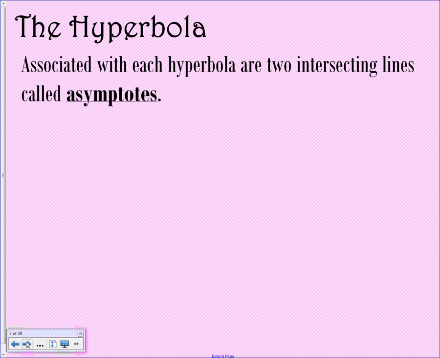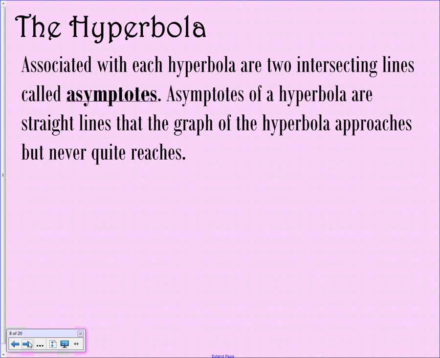So associated with each hyperbola are two intersecting lines that are called asymptotes. Okay, so we're going to go over, whenever we graph it, how you actually use your asymptotes. But you're going to have two asymptotes that intersect, and that's going to help you graph your hyperbola. The asymptotes of a hyperbola are straight lines that the graph of your hyperbola approaches, but it never actually reaches. Okay, so we've dealt with asymptotes earlier this year. You're going to have your hyperbola approaching the asymptote, but it's never actually going to reach it.